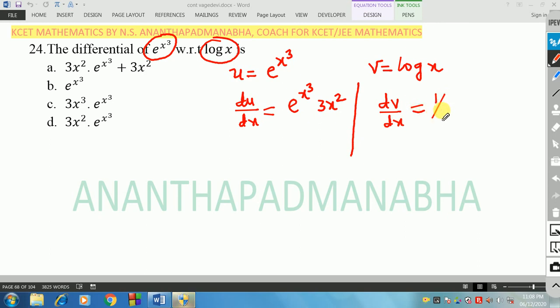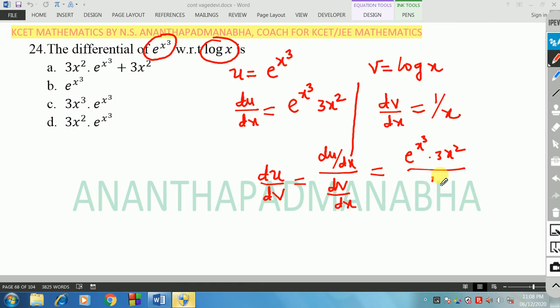So du by dx is e to the power of x cube into 3x square, and the derivative of log x is 1 by x. So we need du by dv here, that is du by dx divided by dv by dx, which is equal to e to the power of x cube into 3x square divided by 1 by x, which is nothing but e to the power of x cube into 3 into x cube. So that is 3x cube into e to the power of x cube, which is in option C here. Option C is the right answer.